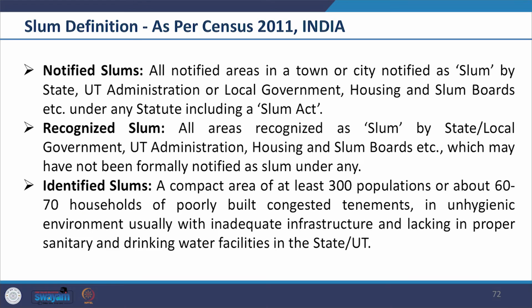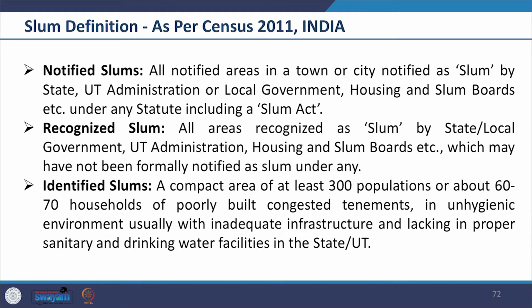A slum is defined by the Census of India and the National Sample Survey Office (NSSO). As per the Census 2011, we have three categories of slum. One is the notified slum, where all notified areas in a town or city are notified as slum by the state or Union Territory administration or by the local government, Housing and Slum Board, and so on, under any statute including a Slum Act. If it is notified, it is considered a slum. The other is the recognized slum. All areas recognized as slum by the state or local government, Union Territory administration, Housing and Slum Boards and so on, which may not have been formally notified as slum under any statute. If they are recognized by them, it would be considered a recognized slum.